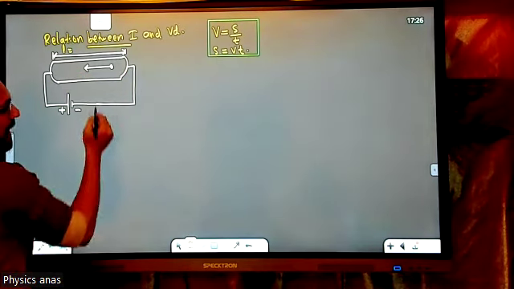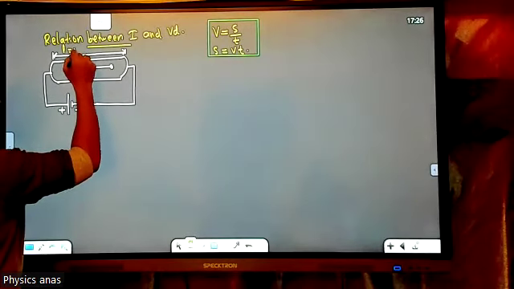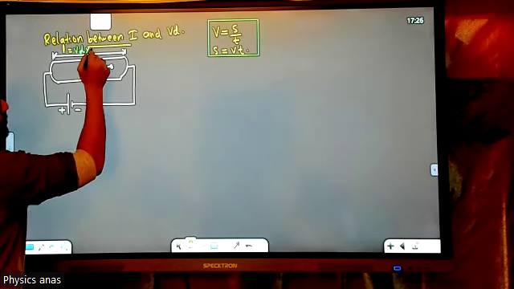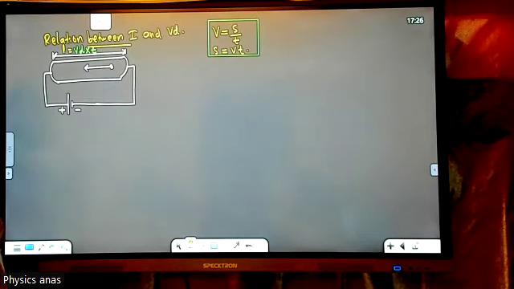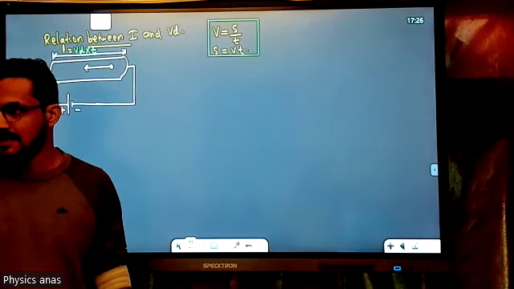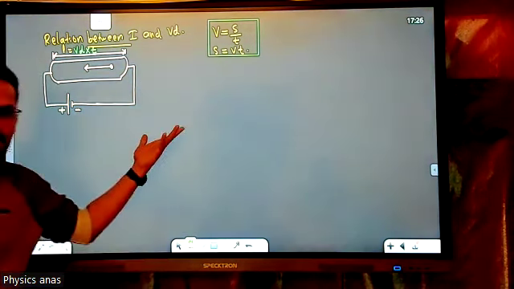So length can be written as velocity. The velocity here is drift velocity, drift velocity into time. Can you do that? Length can be written as velocity into time. Here, length can be written as drift velocity into time.